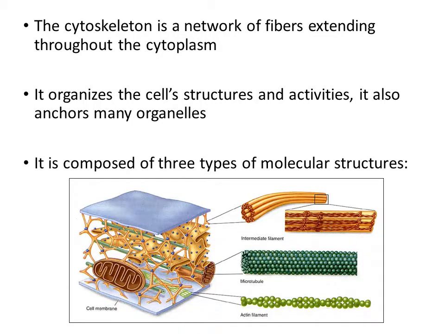The cytoskeleton is a network of fibers extending throughout the cytoplasm. It organizes the cell's structures and activities. It also anchors many organelles. The cytoskeleton is composed of three types of molecular structures: actin filaments, microtubules, and intermediate filaments.